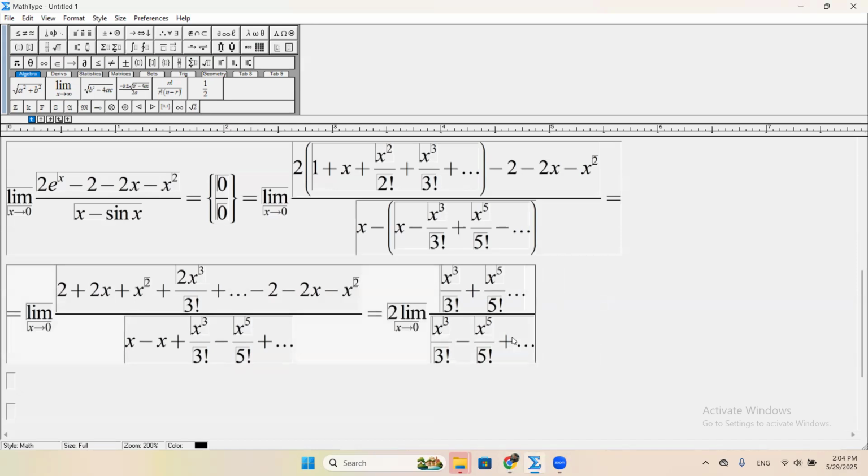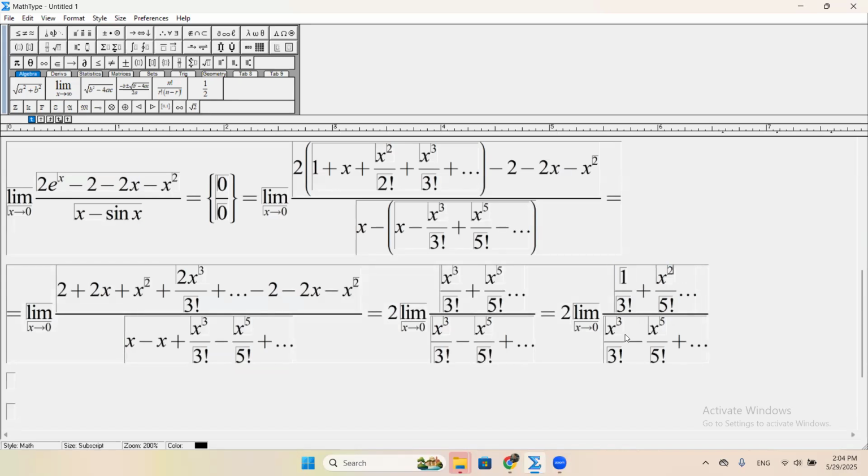Next reduced x cube. So we have x cube here, so let's divide by x cube. So here will be 1, and here square as well. And if I substitute x, I will receive 1 over 3 factorial by 1 over 3 factorial, so the answer will be 2.